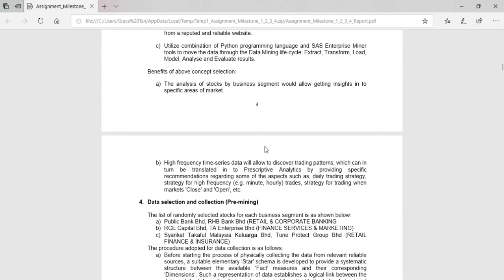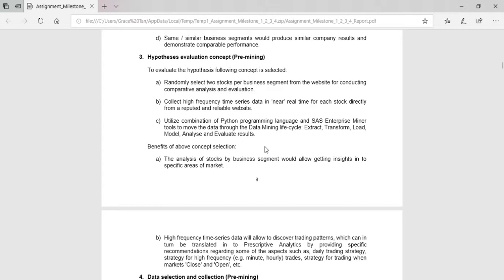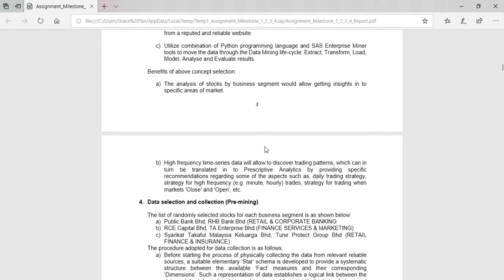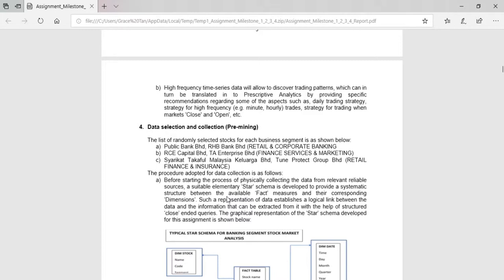So why are we doing this, and what is the benefit of the hypothesis evaluation? One of the biggest things by evaluating this hypothesis is that the insights that we generate from this analysis or data mining exercise would give us a very good feel about the specific areas of the market where the trading patterns are governed by certain rules which are not seen by human cognition, or which cannot be determined by human cognition.